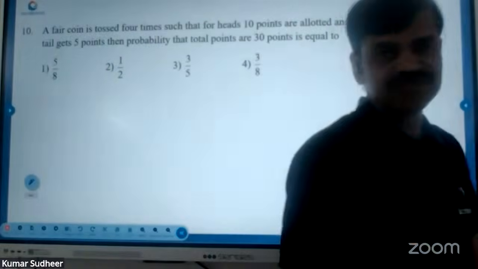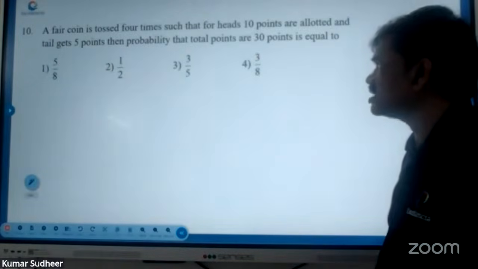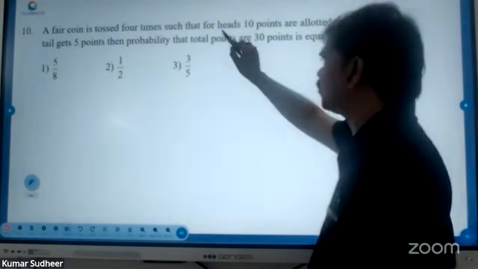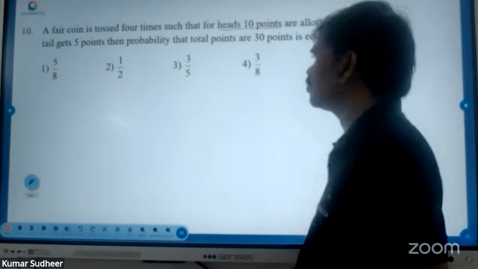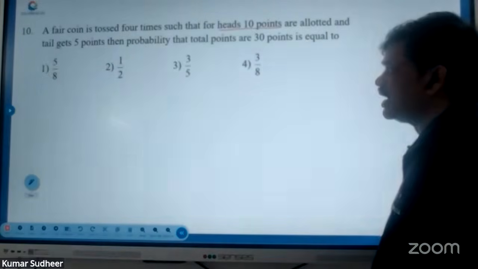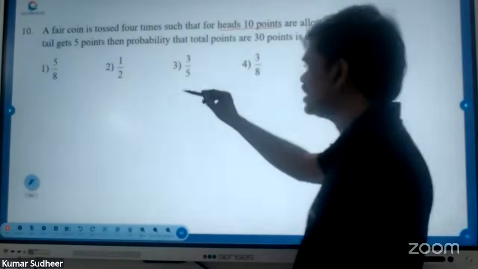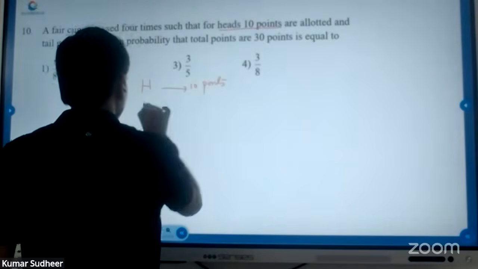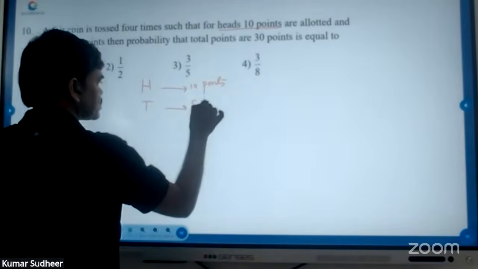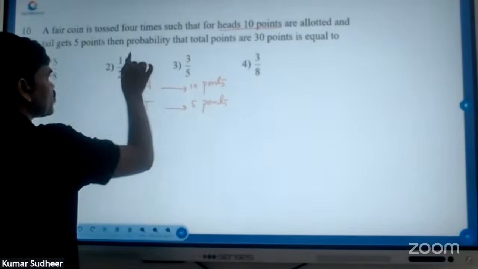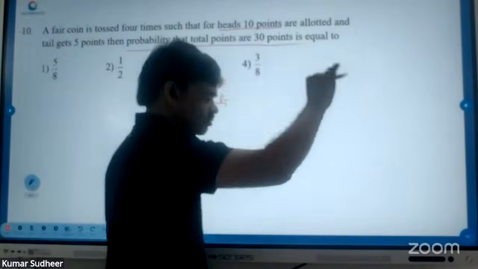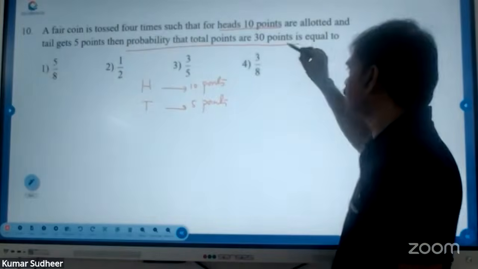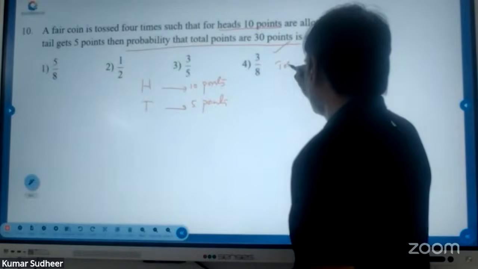The question is from probability. A fair coin is tossed 4 times, such that for heads they are giving 10 points, and a tail gets 5 points. That means if it is head, they are giving 10 points, and if it is tail, they are giving 5 points. Now the question is the probability that total points is 30. We are tossing the coin 4 times, and total points should be 30.